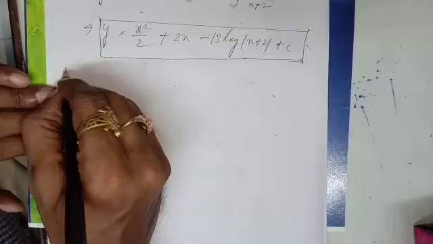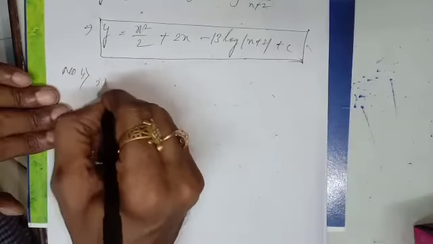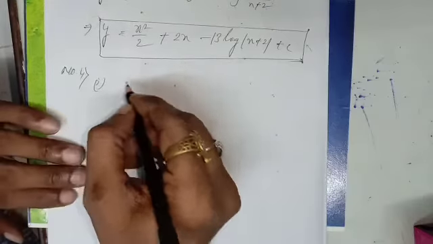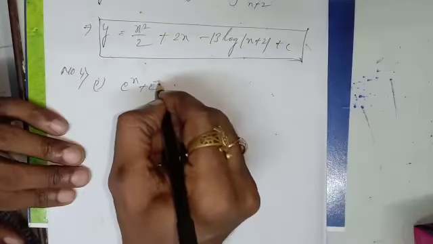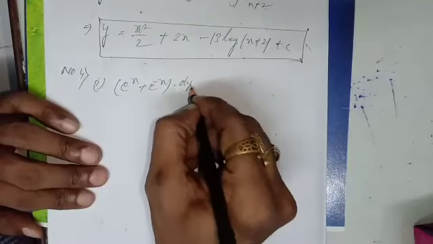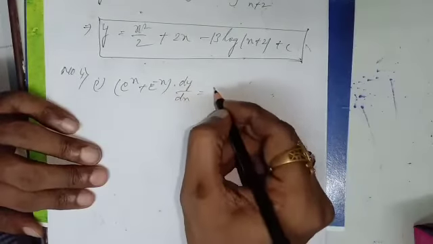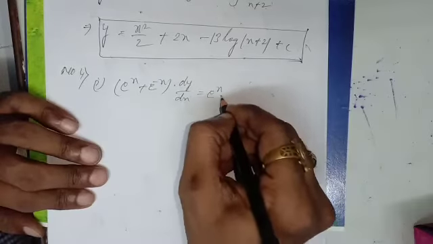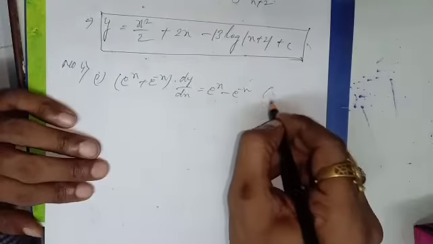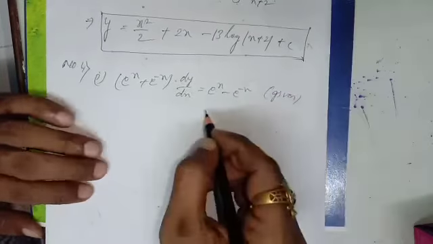And number 4. Just to see, number 4, what is given? Number 4, first part, it is given (eˣ + e⁻ˣ) dy by dx is equal to eˣ − e⁻ˣ. This is the question given and you have to solve this differential equation.